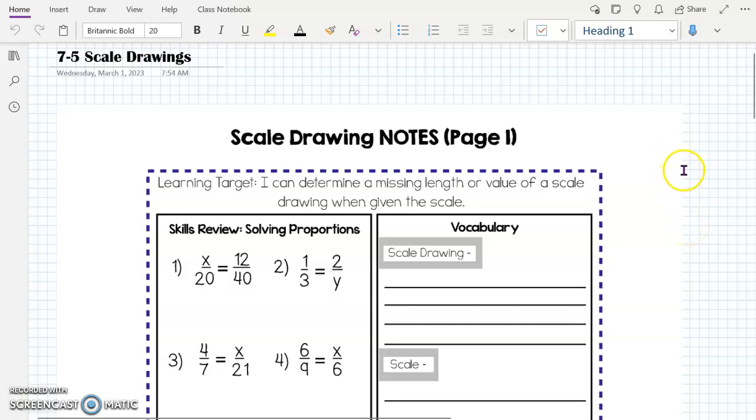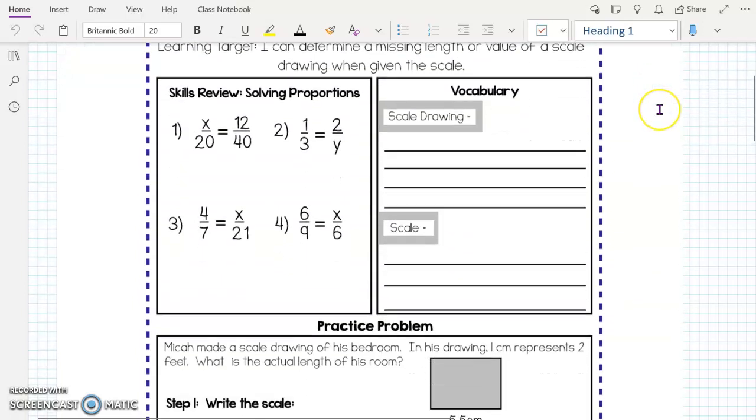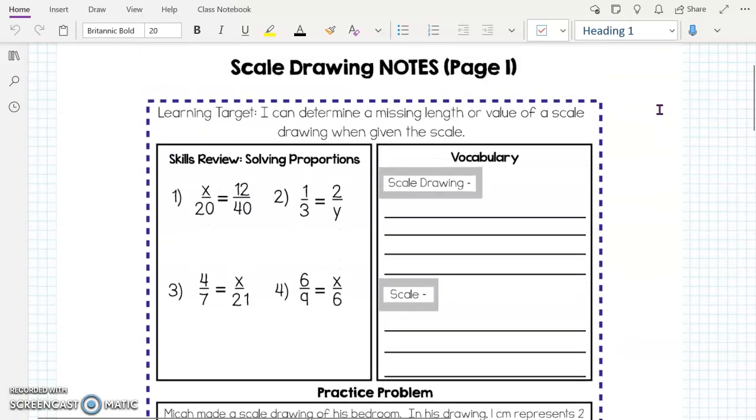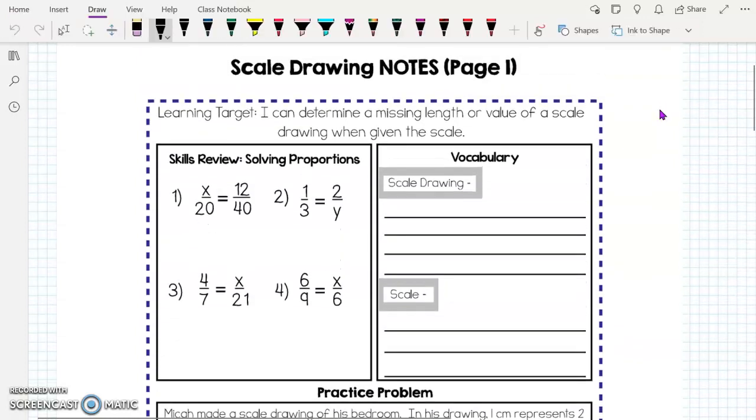Welcome back to Math 7, and today we are going to take a look at a lesson on scale drawings. You will find this in Module 7, Lesson 5 of your textbook. In fact, the vocabulary that we see right here is on page 137. Okay, so let's go ahead and pause, and I would like for you to solve the proportions that you see here in the skills review.